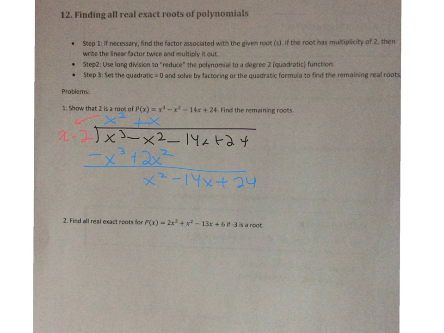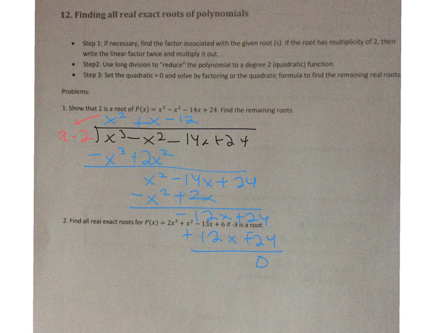And then multiply it back out, distribute. You get x squared minus 2x. Draw your line, change the sign. That's going to give you negative 12x plus 24. And then you're going to divide again. Negative 12x divided by x is negative 12. Then you're going to multiply by distributing. You get negative 12x plus 24. Draw a line, change the sign, and you get a remainder of 0.